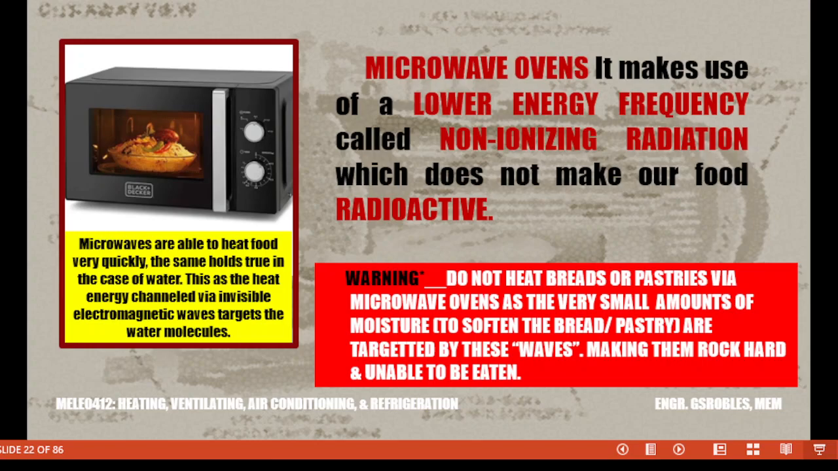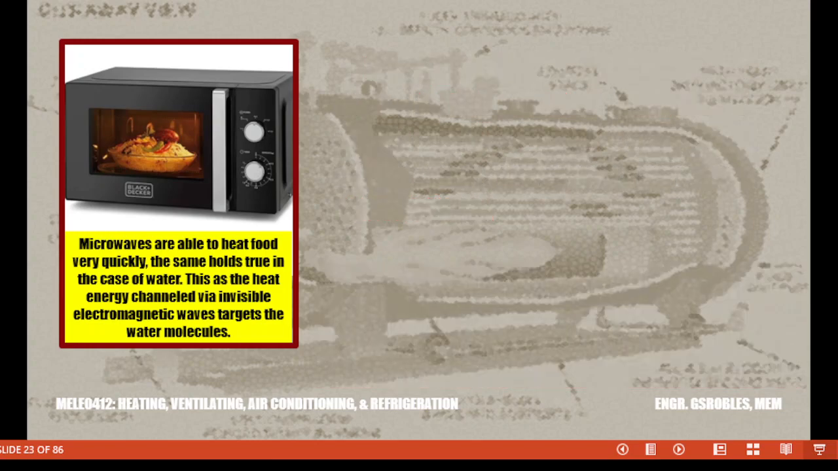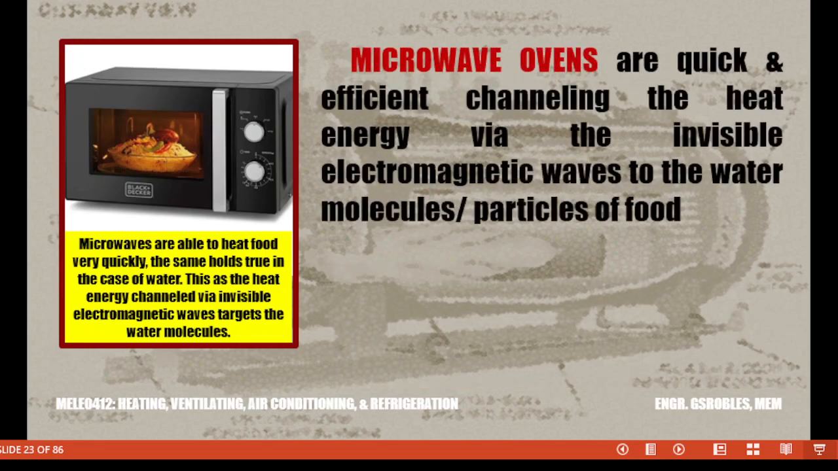So, isa din tong reason kung bakit yung mga foods natin, mga ulam natin, madali siyang uminit. Kasi basically, pag sinabi natin ulam, medyo mataas yung kanyang water content. So, basically, pag nag-init kayo ng tubig sa isang tasa, napakabilis. Kasi nga, inatake ng microwave oven yung pinaka-water molecules niya. So, microwave ovens are quick and then efficient, channeling the heat energy by the so-called invisible electromagnetic waves to the water molecules or particles of the food.